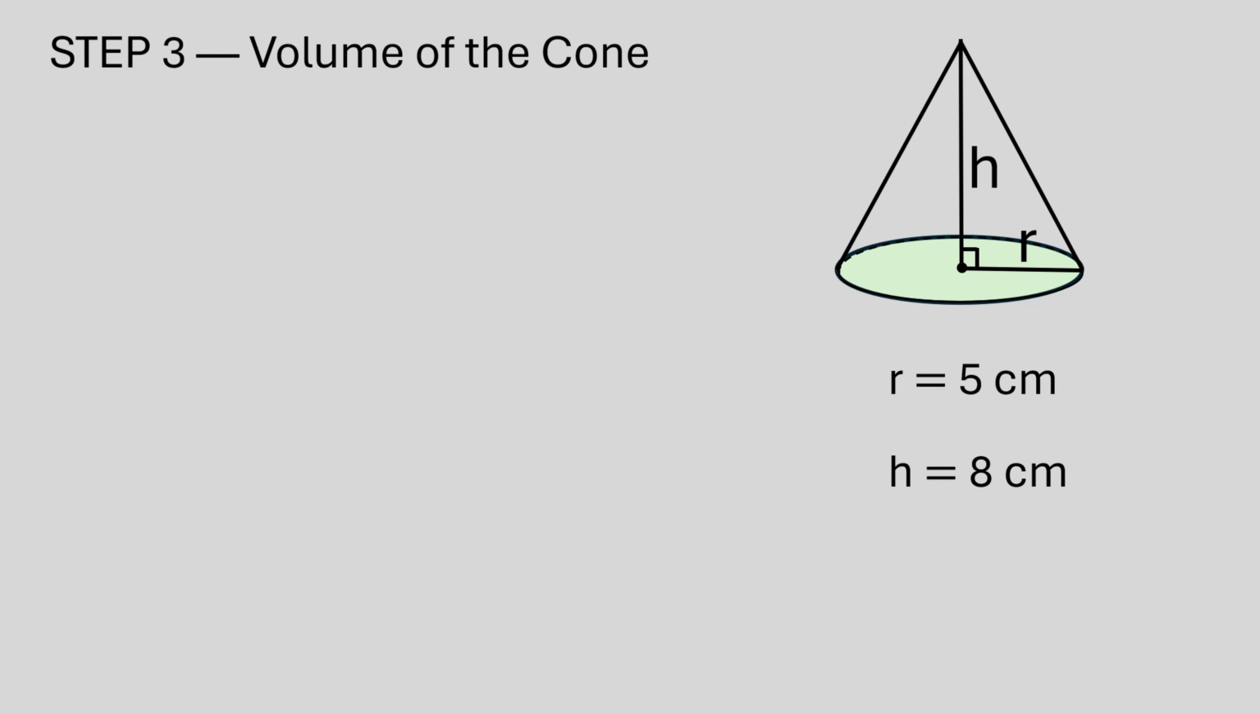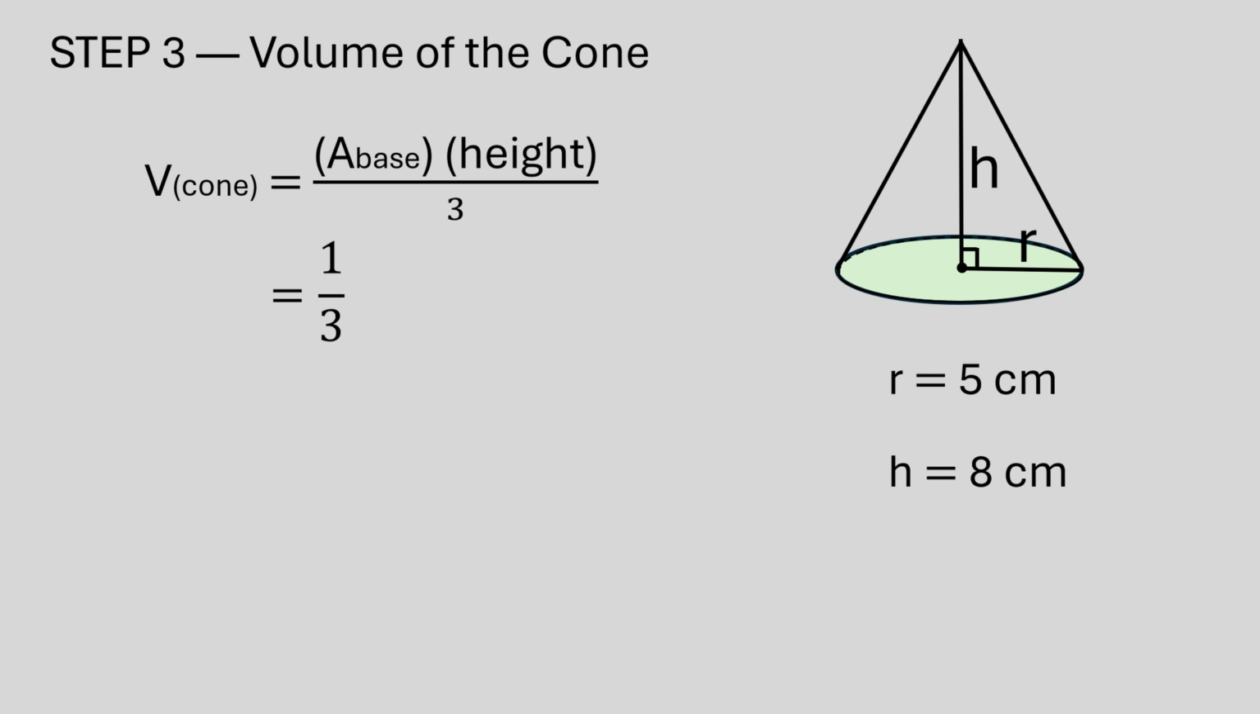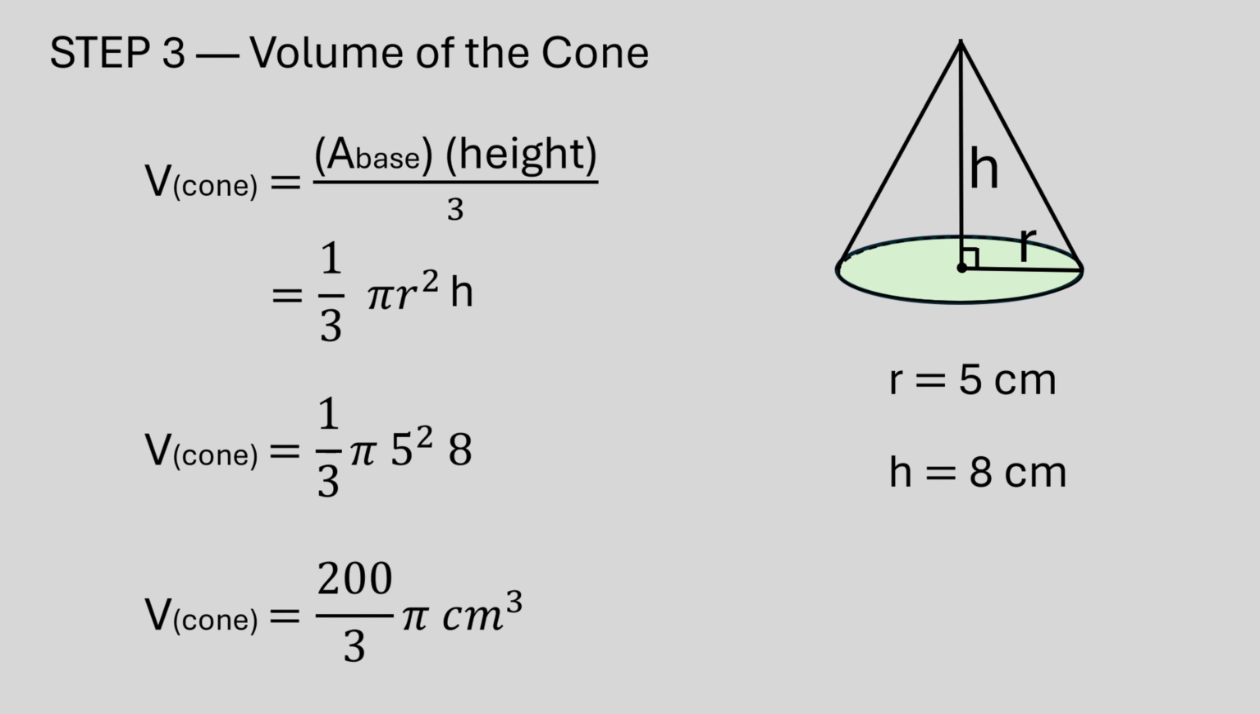Step 3. Volume of the cone. The volume of a cone is equal to the area of the base times the height divided by 3. So, the volume of the cone is 1 divided by 3 times pi times radius squared times height. The radius is 5 centimeters and the height is 8 centimeters. So, the volume becomes 1 divided by 3 times pi times 5 squared times 8. When we simplify this, we get 200 pi divided by 3 cubic centimeters.